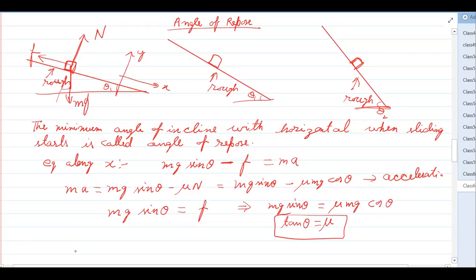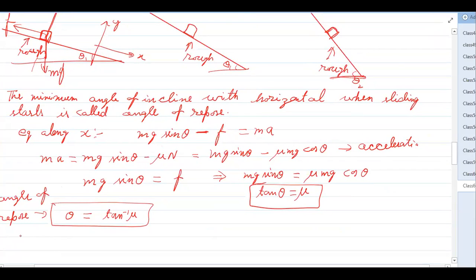If tan theta is less than mu, so first we will write, this is the value of angle of repose. Okay, this is the angle of repose. Okay, if we can see different cases, if theta is less than tan inverse mu, no sliding.